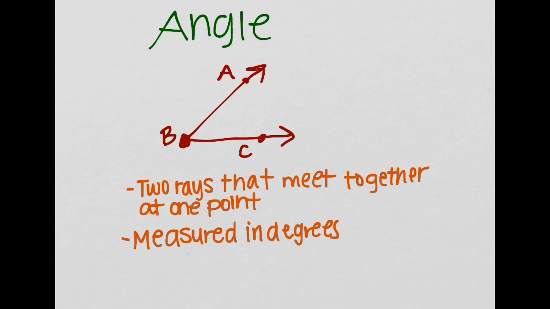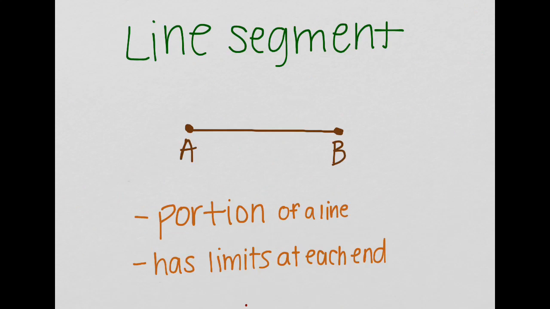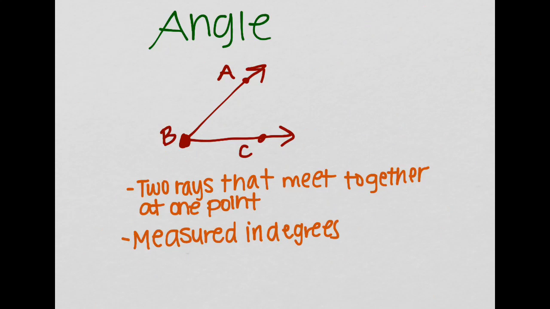Okay, let's look at the next one, which is the angle. Now, an angle is 2 rays that meet together at one point. If you remember from earlier lessons, we measure lines in centimeters and inches. Well, we measure angles in degrees. So we usually call this an angle, let's say A, or actually in this case, angle B. And those are measured in degrees.